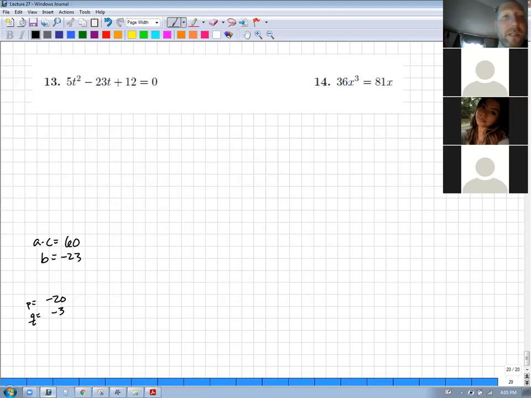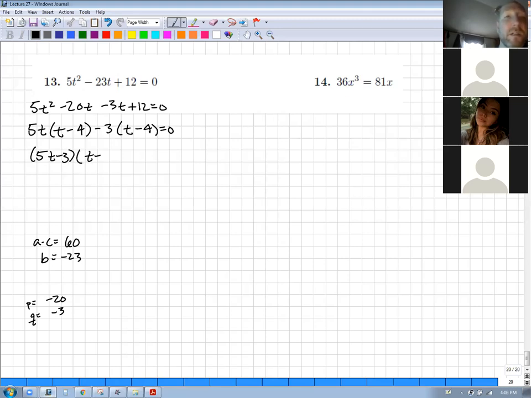So we can rewrite this as -20t minus 3t plus 12. We factor out a 5t, we get a t minus 4. Pull out a -3, we get a t minus 4 again. So 5t minus 3 times a t minus 4. So either t is 3/5 or 4.